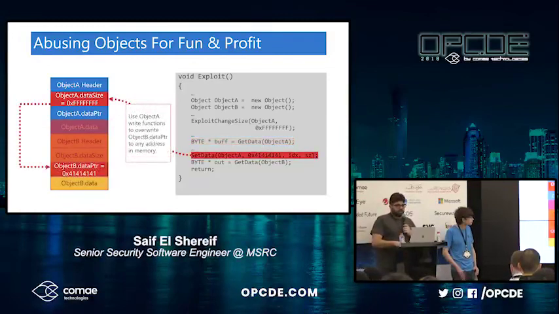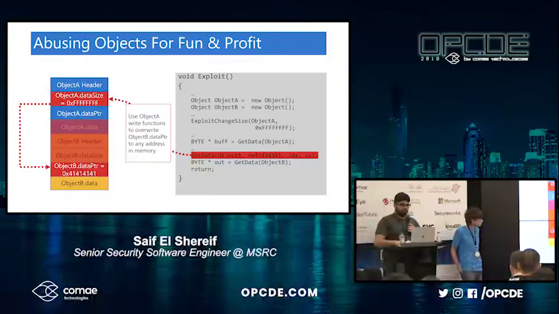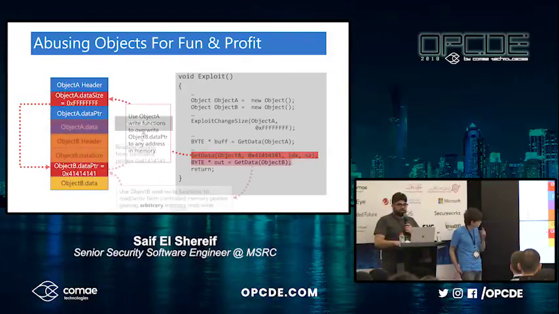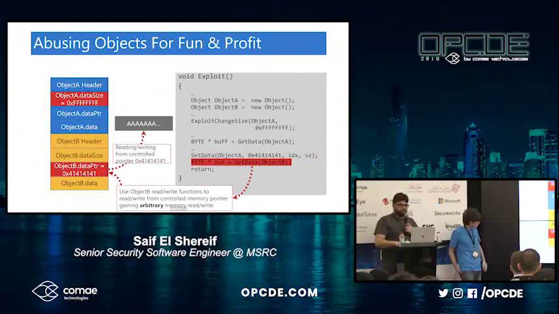The next step is that we will use the initial object, the first one that we have relative read and write for, to set the second object's data pointer to whatever pointer we want. In that case, we have 41, 41, 41, 41. That means that whenever we try to read or do any operations from that object, we will actually be reading from a controlled memory location, and that usually is kernel memory, where we're looking for a certain process token or a certain interesting value in memory that we can abuse.